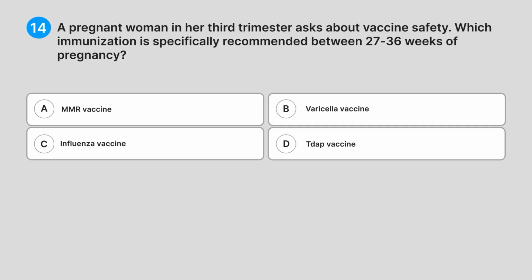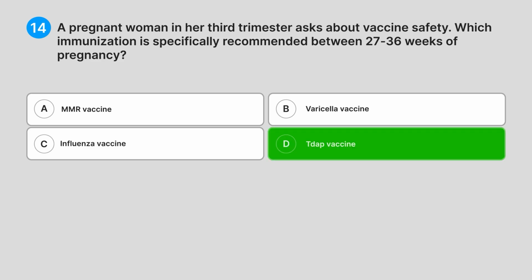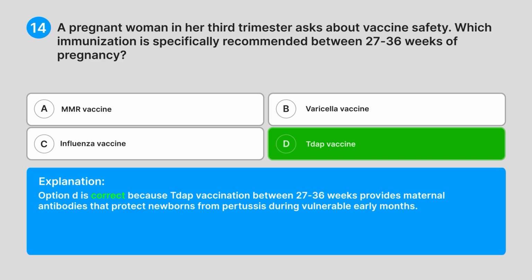Correct answer, D. Tdap vaccine. Explanation: option D is correct because Tdap vaccination between 27 and 36 weeks provides maternal antibodies that protect newborns from pertussis during vulnerable early months.